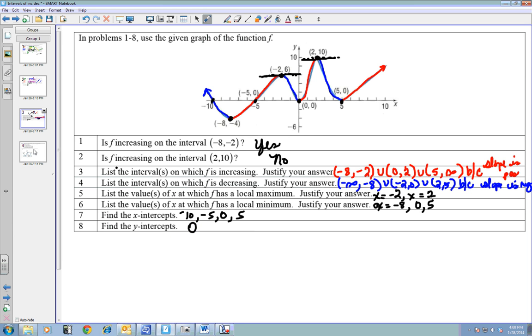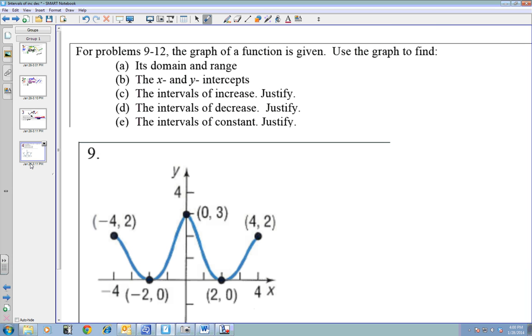Okay, and the last type of problem. Problems 9 through 12 state its domain and range, the x and y intercepts, the intervals of increasing, decreasing, and constant. So let's do part A. The domain for this. The domain is how far left, how far right does this graph go? Okay, well, this graph does not have arrows, so it starts at -4 and ends at 4. So my domain is from -4 to 4.